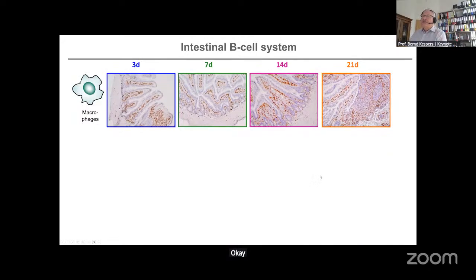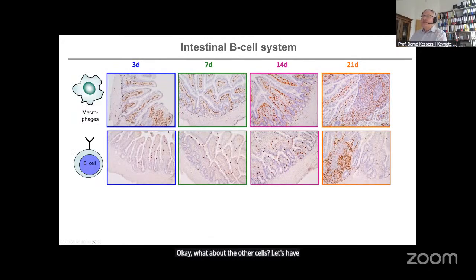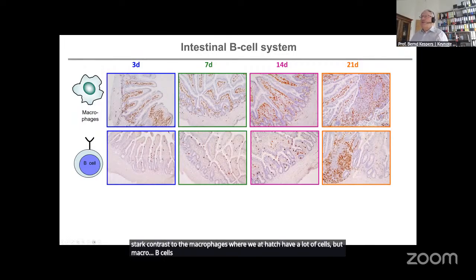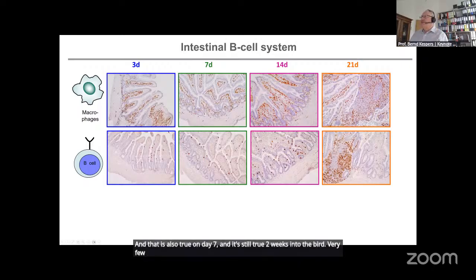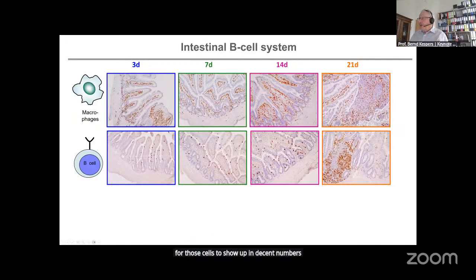Okay, what about the other cells? Let's have a look at B lymphocytes, and this is in stark contrast to the macrophages, where we at hatch have a lot of cells, but B cells are basically not there. And that is also true on day 7, and it's still true 2 weeks into the bird. Very few B lymphocytes sitting here in the gut tissue. And it takes 2 to 3 weeks for those cells to show up in decent numbers and to start forming these organized structures.